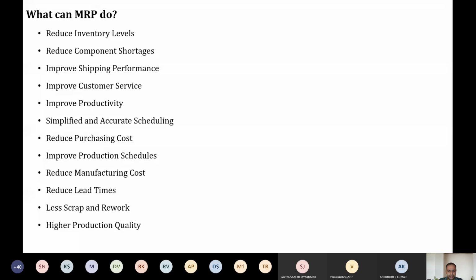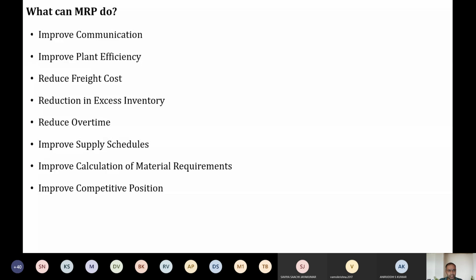So that means you can have a clear idea on how much quantity is required to manufacture each and every component, or a single part of your product. That's how MRP is going to play a very key role in maintaining the inventory, reducing the cost, having a better production schedule, reducing the material cost, reducing the lead time, having less waste and rework, and a high quality product. So these are the advantages of having an MRP.